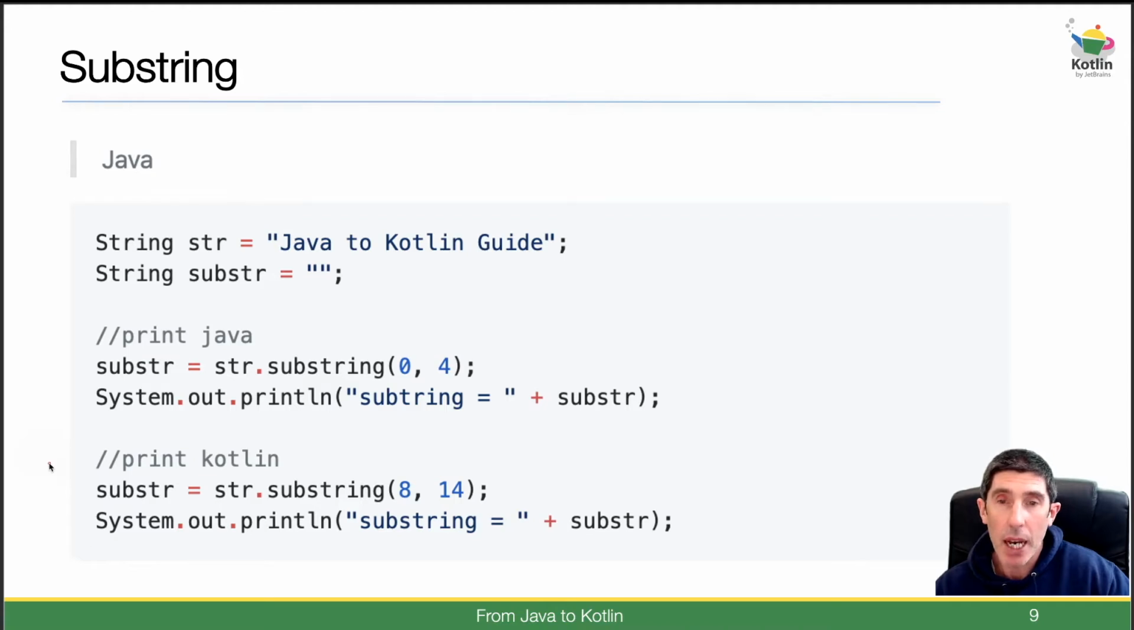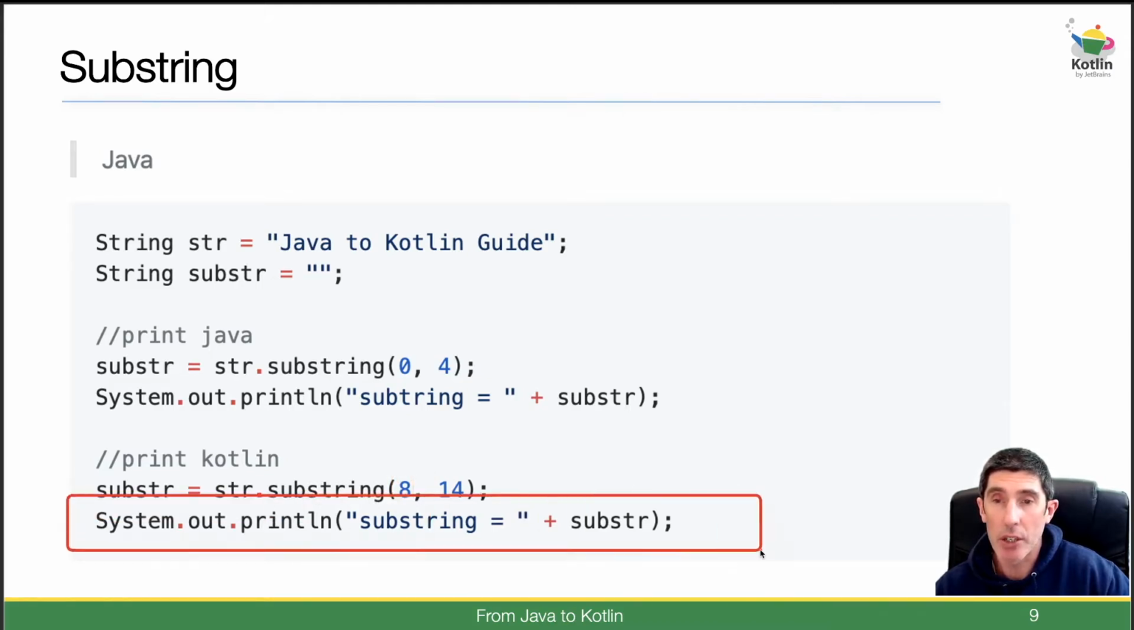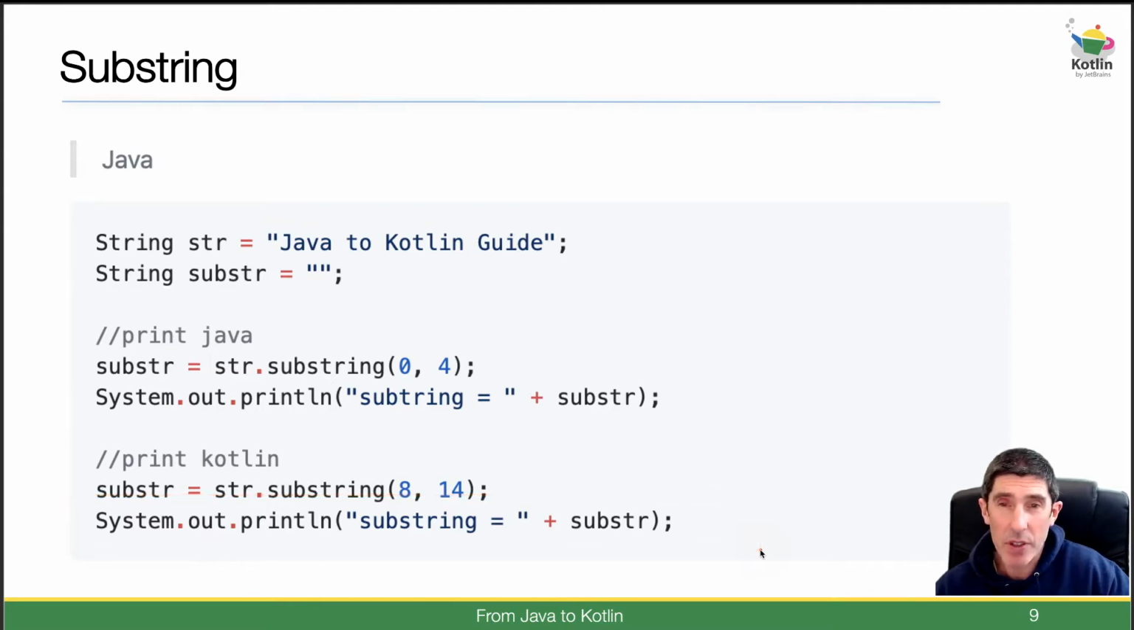In Kotlin, you can just go straight to it. You can say substar is assigned star.substring, and here we're just using different characters, 8 and 14, and then we can just print it out like so. So again, not too much of a difference there. The functions are more or less the same. Okay.